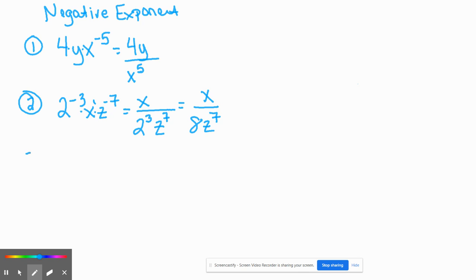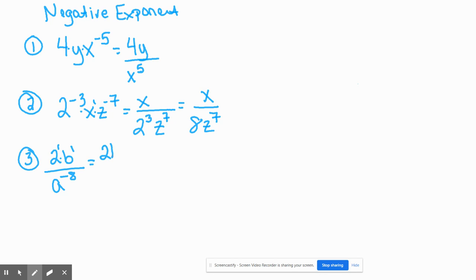Okay, let's take a look at another one here. Let's do 2b over a to the negative 8. All right, so again, term by term here. So look at the 2. The 2 has a positive exponent, so that's just going to stay where it's at, at the top. The b has a positive exponent because there's a 1 next to each of those. So it's going to stay where it's at.